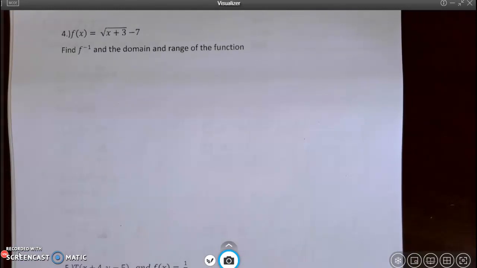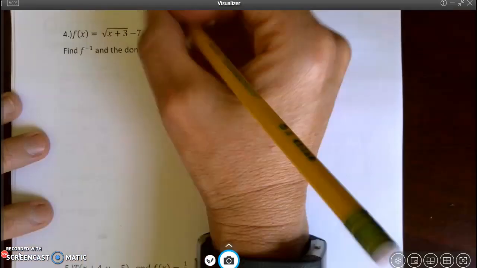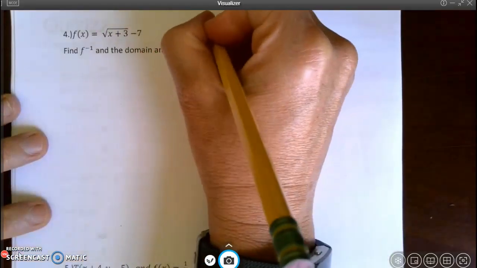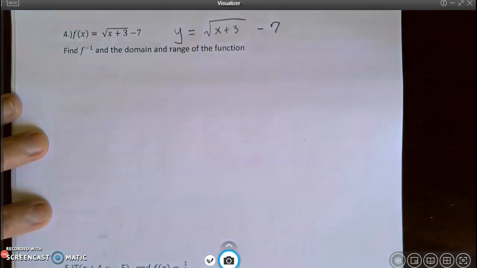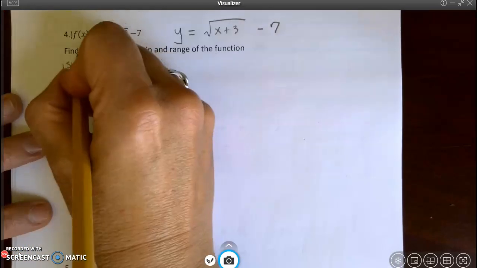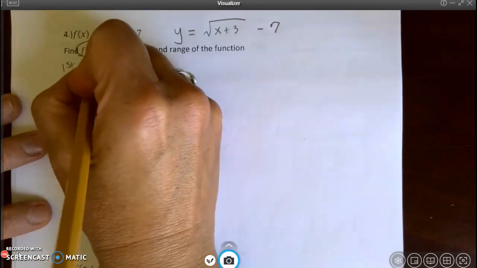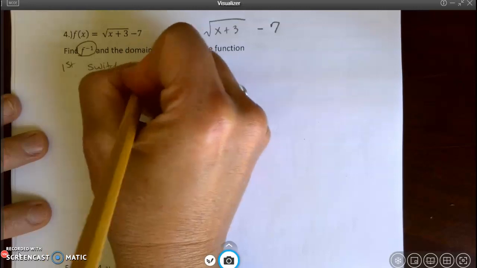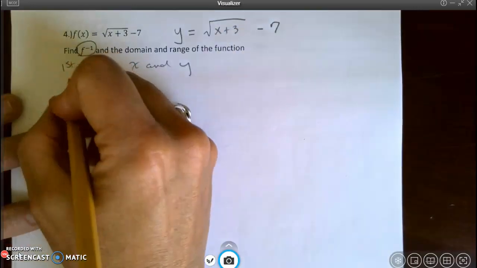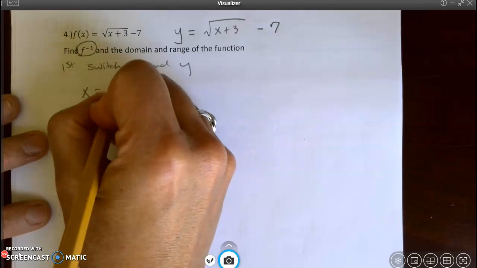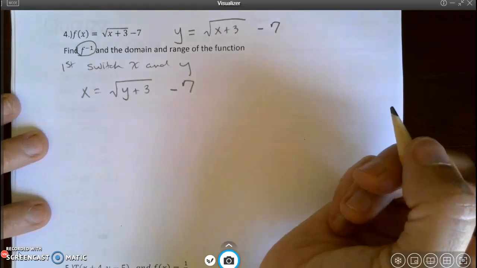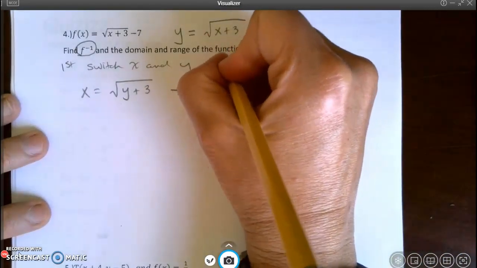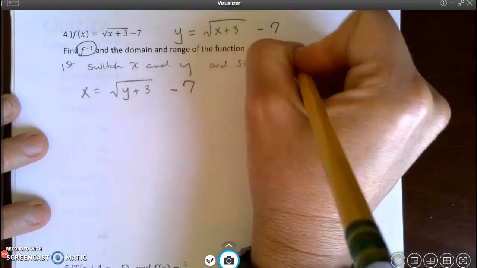find the inverse of f, as well as the domain and range of the function. Right, so I normally think of this as y equals the square root of x plus 3 minus 7. So I need to switch. The first step I always do when I'm finding an inverse is to switch x and y. So x equals the square root of y plus 3 minus 7. I'm solving for y. Let's write that down and solve for y.